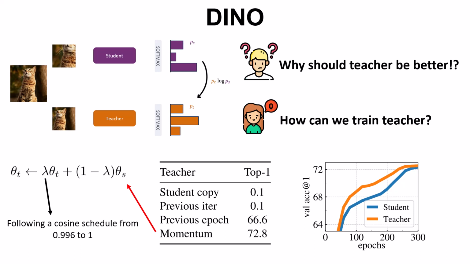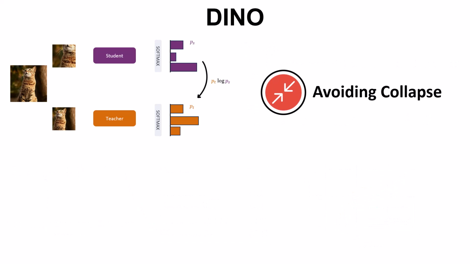But if you want to try this yourself and implement it, you would probably fail, and your model actually collapses. By collapse, I mean your model outputs the same thing regardless of what the input is. So to know more about this collapse issue, why it happens and how we can solve it, we should see what avoiding collapse means.